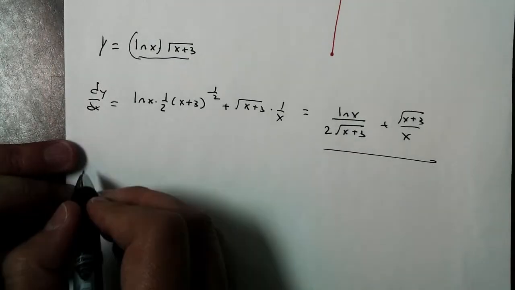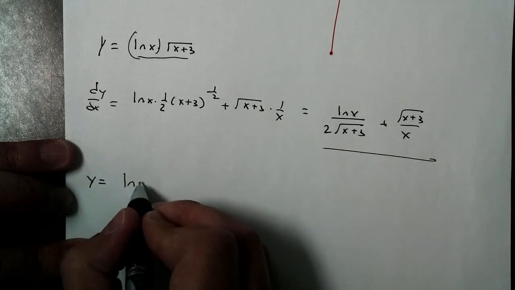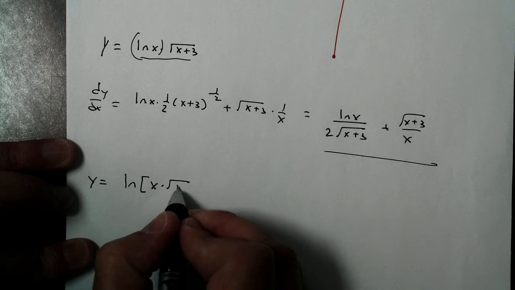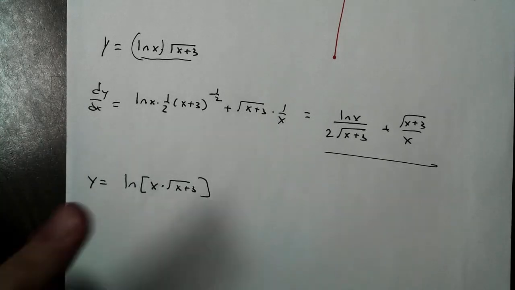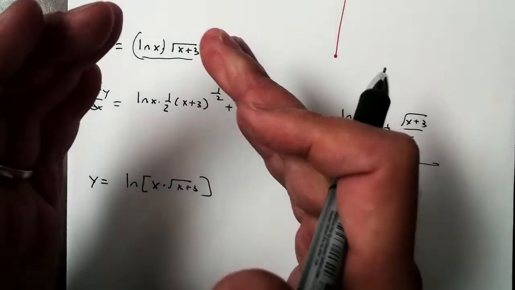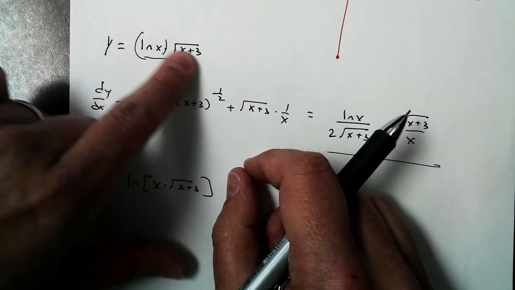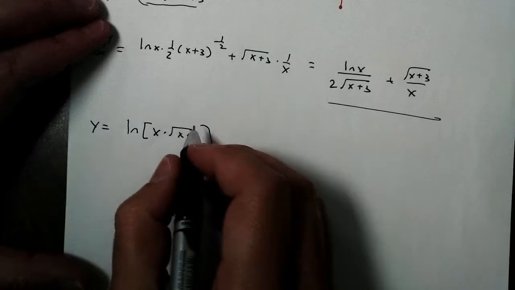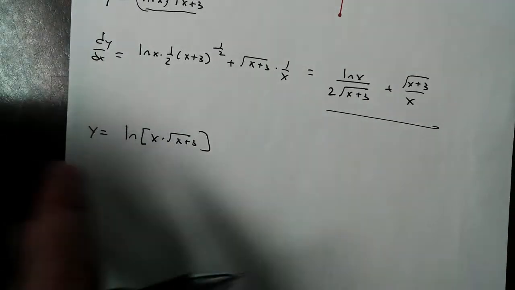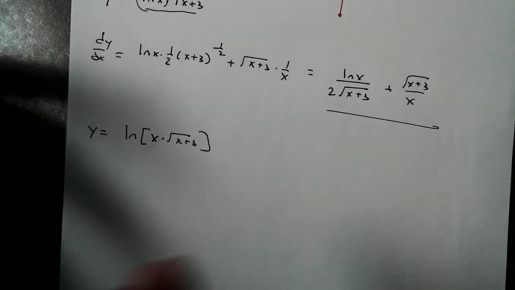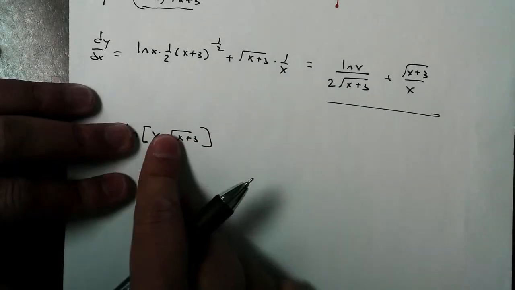Now, watch the difference. What if I wrote it this way? The natural log of x times the square root of x plus 3. Well, that's a different problem because they're all inside our natural log. It's a natural log of something. This wasn't. They were independently multiplied together. So in this case, I could just straight up power it out and take the derivative. I would have a product rule on the inside.